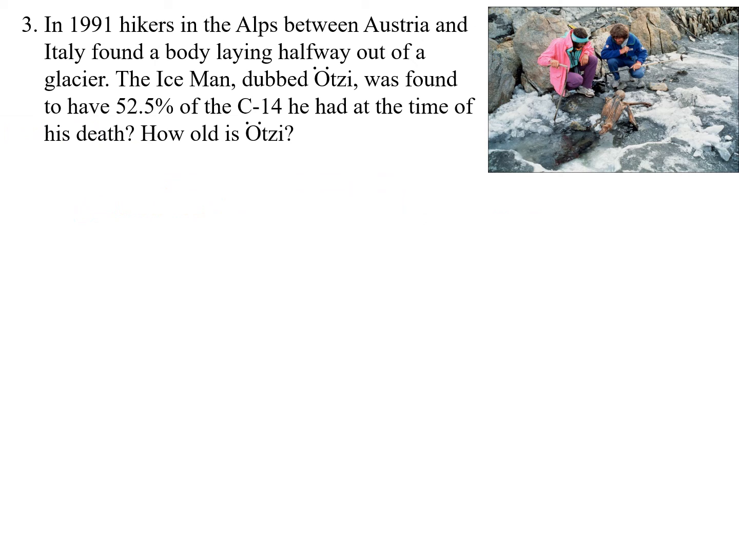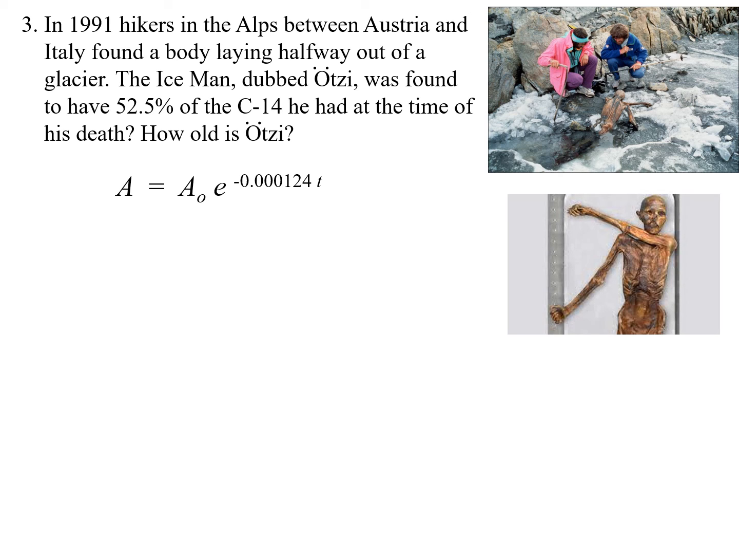Okay, one more. In 1991, hikers in the Alps between Austria and Italy found a body lying halfway out of a glacier. They ended up calling him Iceman, or Ötzi, and carbon sampling found 52.5% of the carbon-14 he had at the time of his death. Okay, how old is Ötzi? This is the radioactive decay law for carbon-14.